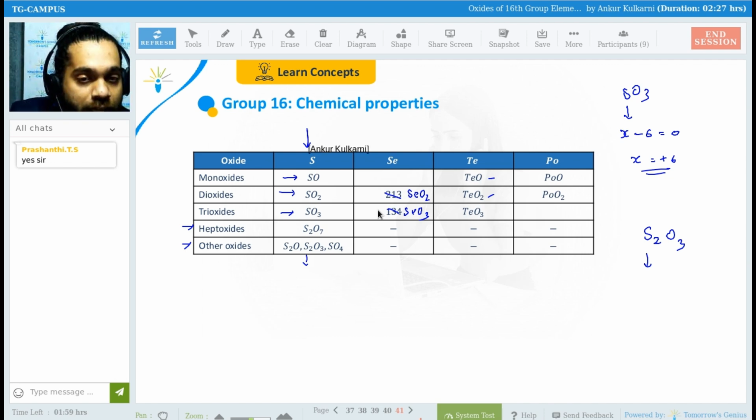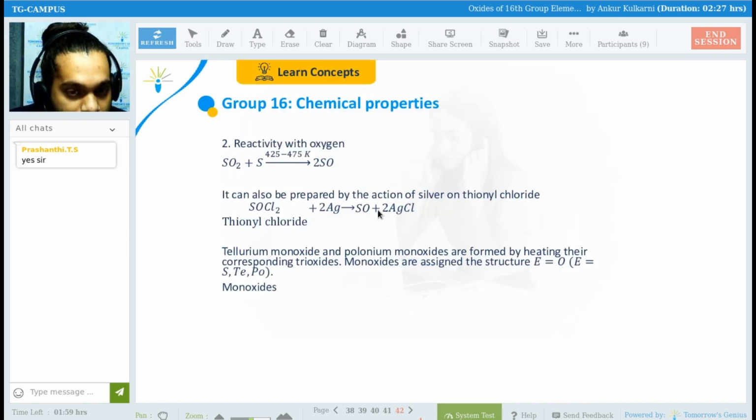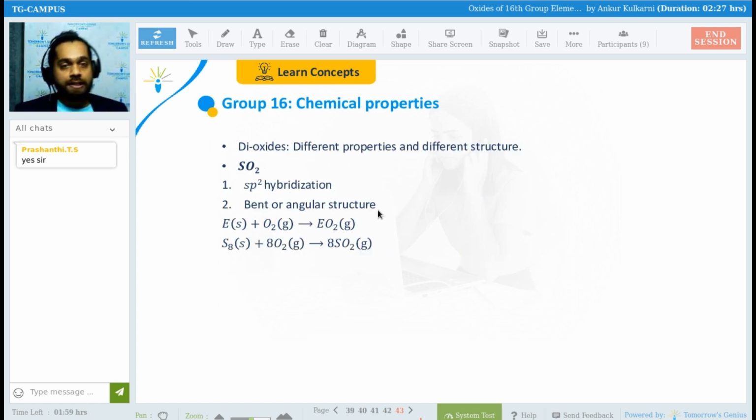If oxygen reacts with this compound, it forms oxide, and in the exam the question can come on sulfur. It can form variable oxides, variable oxidation states. Now let us see the reactivity with oxygen. Look over here, everyone. Reactivity with oxygen, reactivity with oxides. Your oxides basically act as an oxidizing agent. Now, for example, SO2.